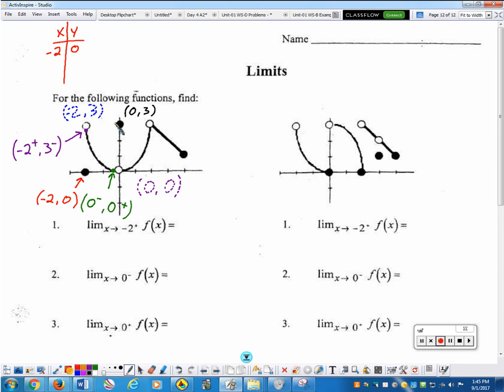Okay, now that's 0, so the next one's got to be at 0 plus. So I look up and down until I find the dot that's located at 0 plus, and it's right here. It's getting a little crowded, so we'll just kind of like so. That dot's at 0 plus, and the y-coordinate appears to be 0 plus as well. Questions?